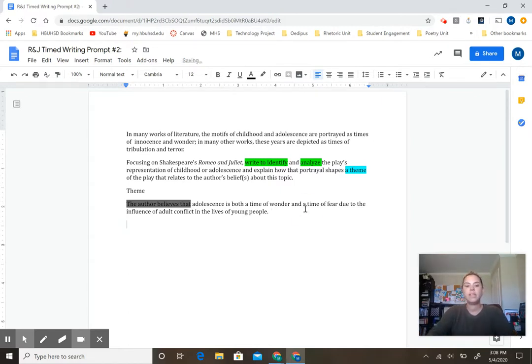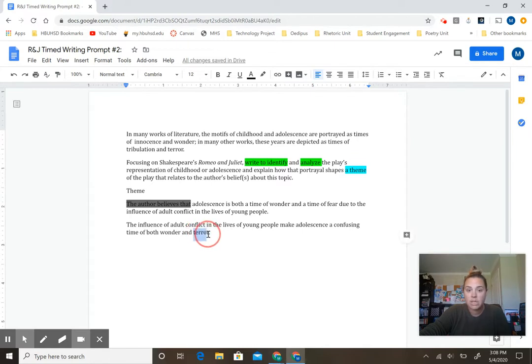I personally think that switching the clauses around here and saying the influence of adult conflict in the lives of young people make, oh, I hate spelling, a time, oh, hey, look at me with my adjectives, a confusing time of both wonder and terror, which is good advice to use the language of the prompt when you're answering it.